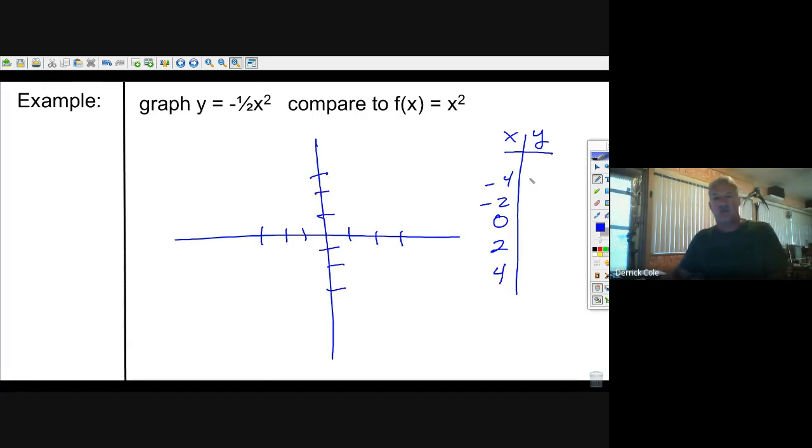All right, so let's plug in negative 4. That's 16. Half of it is 8, and then it's negative 8. So negative 4 squared is 16, and when I multiply it by negative 1/2, I get negative 8. That's where this comes from. Negative 2 squared is 4, times 1/2 is 2, and it's negative, so negative 2. 0 gives me 0. In these cases, 0 is always going to give me 0. 2 gives me negative 2 as well, and 4 gives me negative 8.